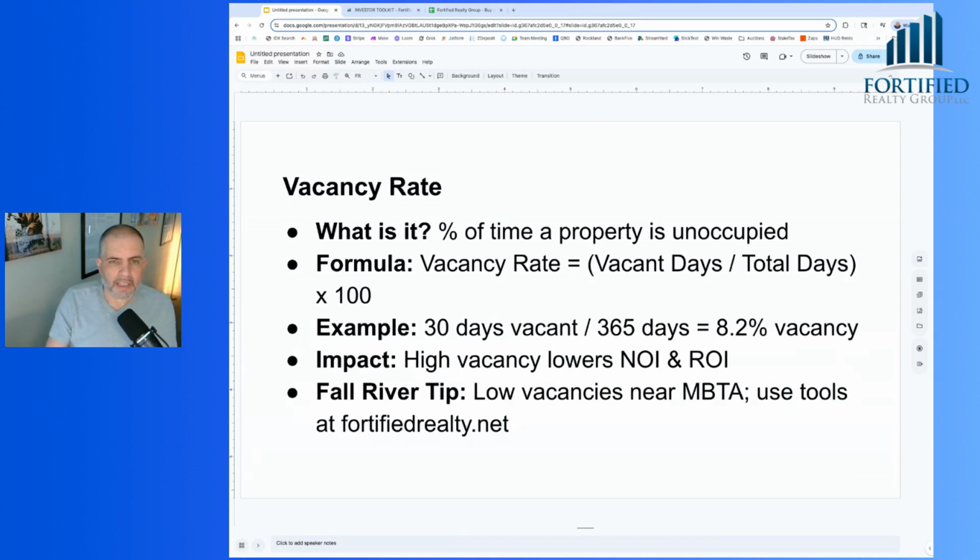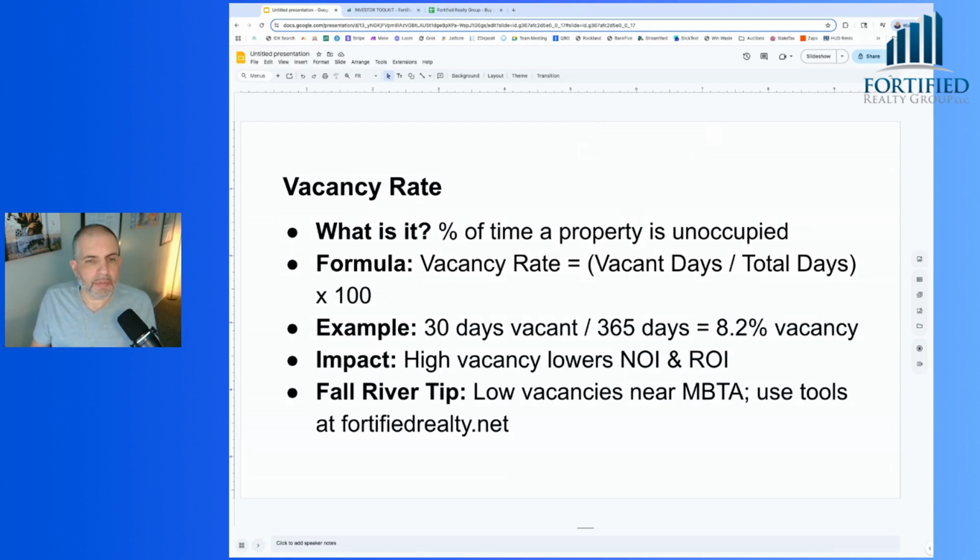Another term you've got to be familiar with is vacancy rate. So what is vacancy rate? That's the percentage of time a property is unoccupied. Guys, I can build you the best spreadsheet in the world and tell you what the rent should be, but you never collect 100% of your rents. You never do. So very important on your pro forma, you need to factor vacancy.